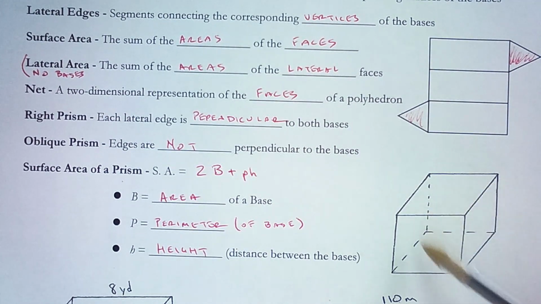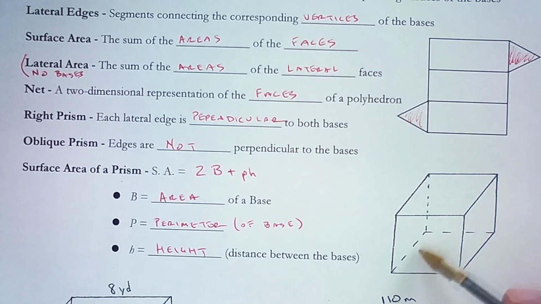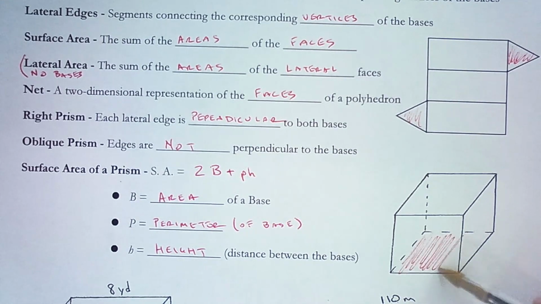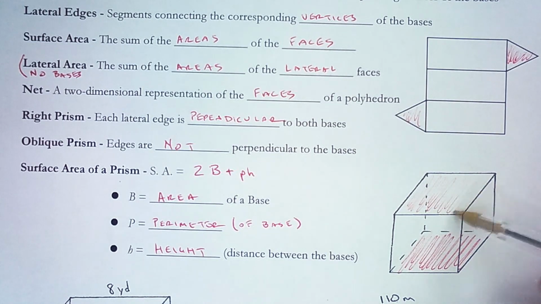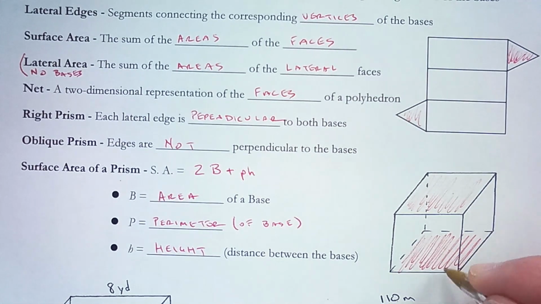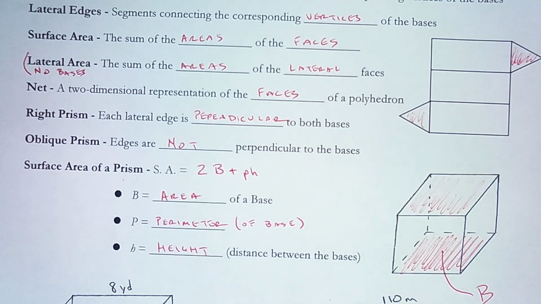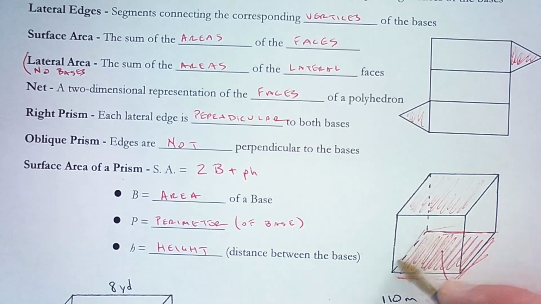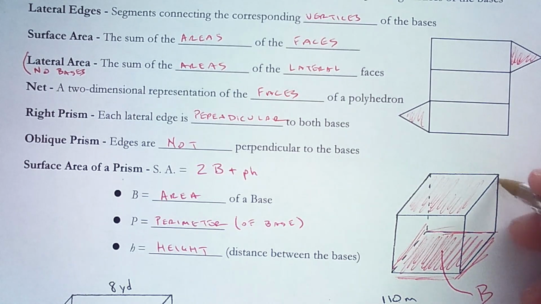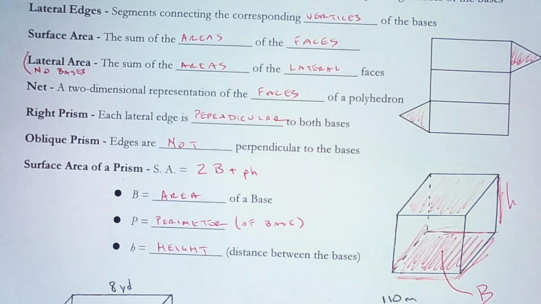So right here, I have a rectangular prism. It's a rectangular prism because all of the faces are rectangles. In a rectangular prism, I can actually use any part I want for the base. If I use the bottom as a base, then that means the top is also a base. Those two parallel and congruent figures there are the bases. So then the perimeter would be the distance around that base, and then the height would be the distance between the bases.